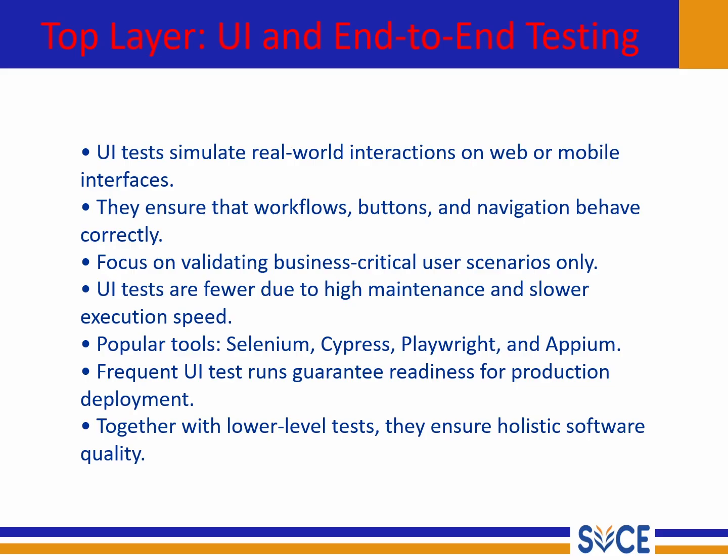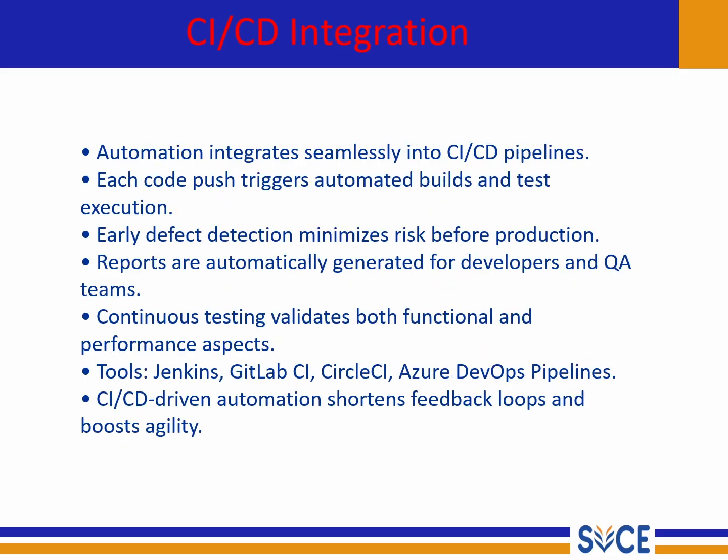Because of the complexity, these tests should focus only on business critical workflows instead of covering every possible scenario. Common tools used for UI and end-to-end automation include Selenium, Cypress, Playwright, and Appium for mobile application testing. Although these tests are fewer in number, they play an important role in ensuring the software's readiness for production deployment.